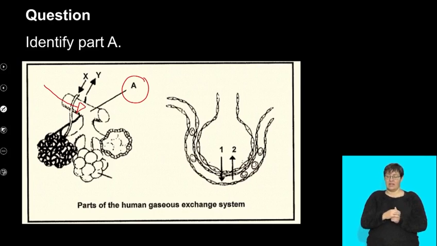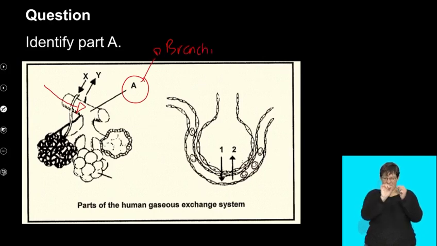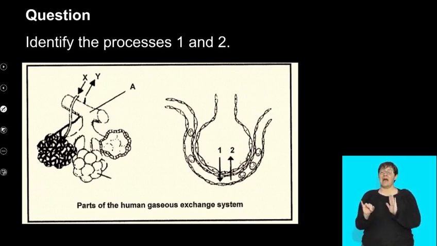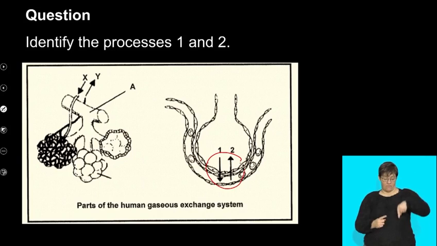So, guys, part A is going to be the bronchioli. They are the thin tubes that lead. These are usually called the infundibulum. So number A is going to be the bronchioli. Right, identify the processes 1 and 2. Now what happens is it's one process and the arrows are going in different directions.